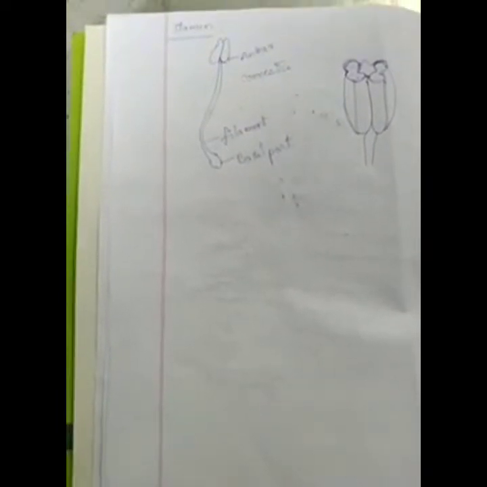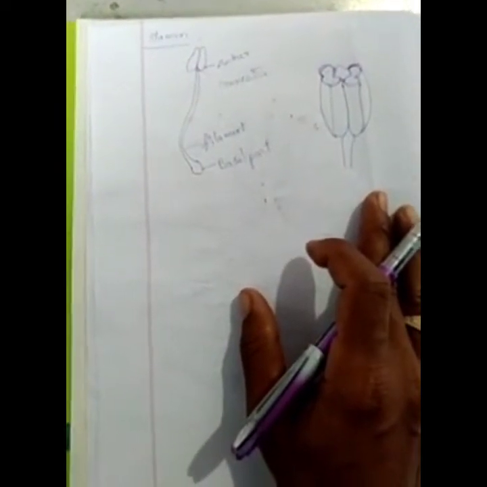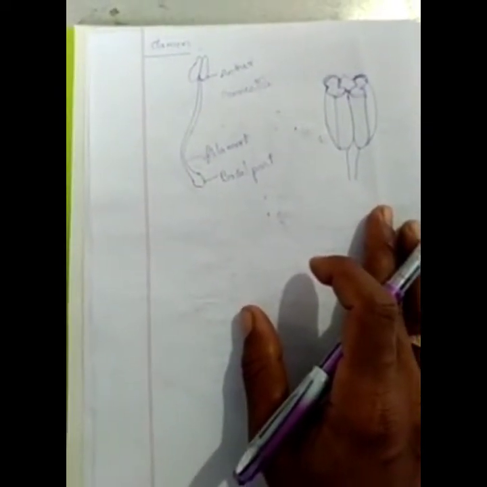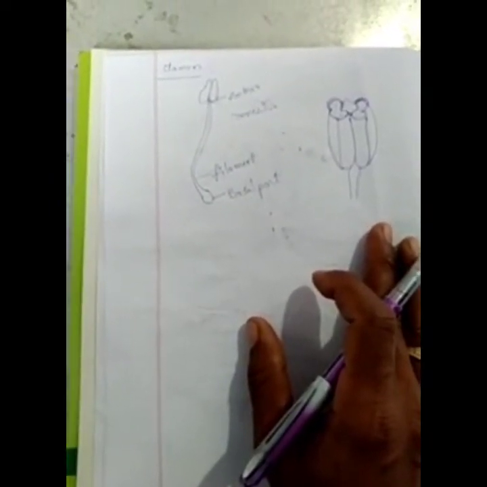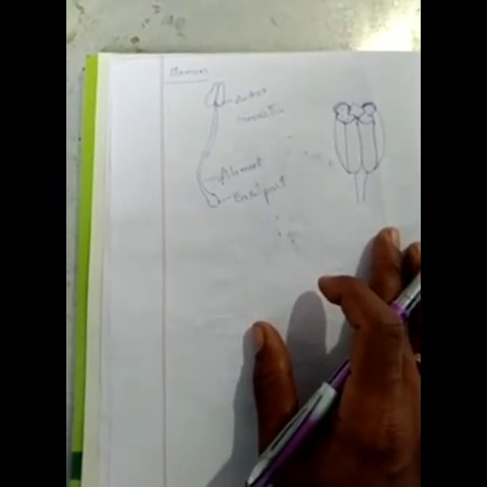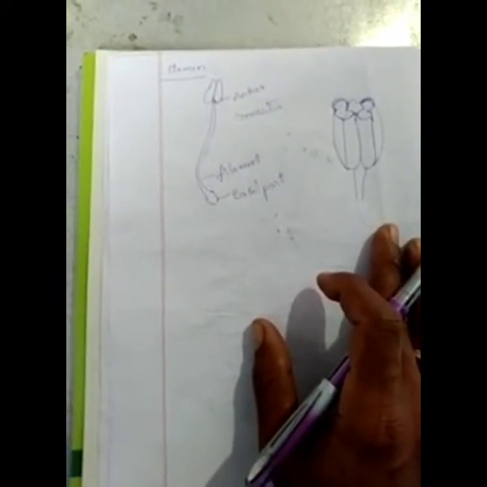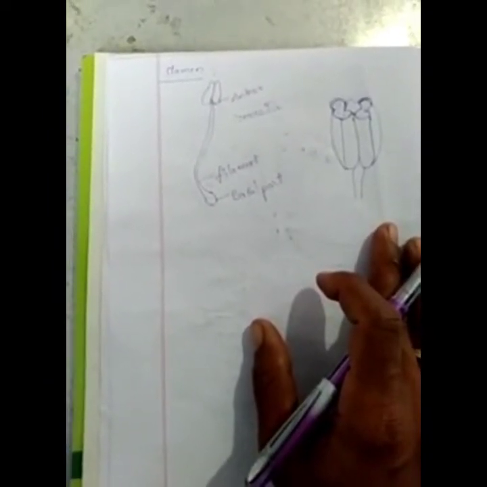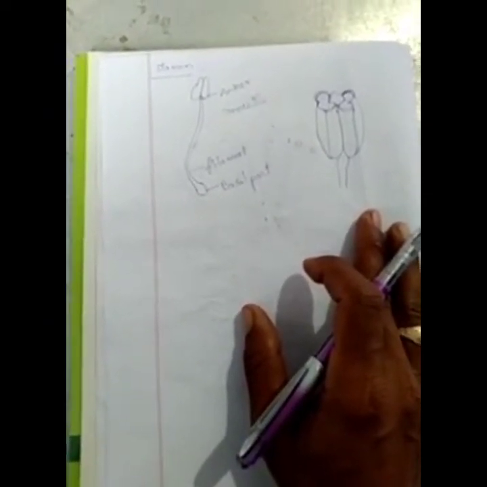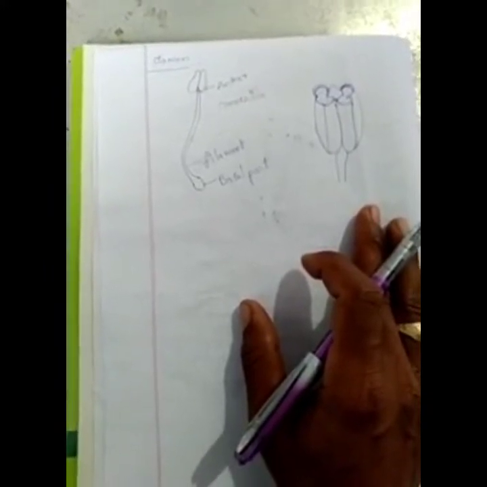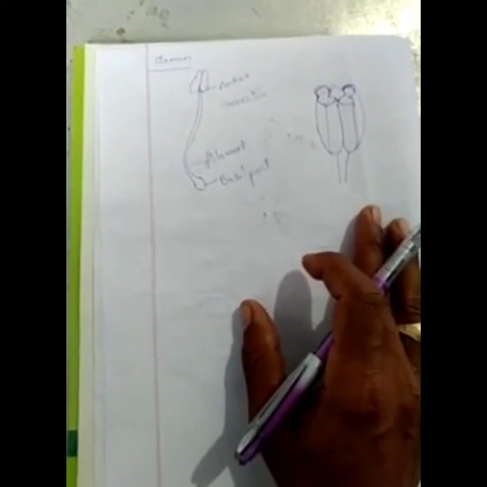Some stamens have bilobed anthers, some have more than that. The connective may be connected on the dorsal side of the anther, or the center of the anther, or the base of the anther. Based on the attachment of the filament on the anther, they are in different structures. Different species of flowering plants produce stamens that appear different in structure.